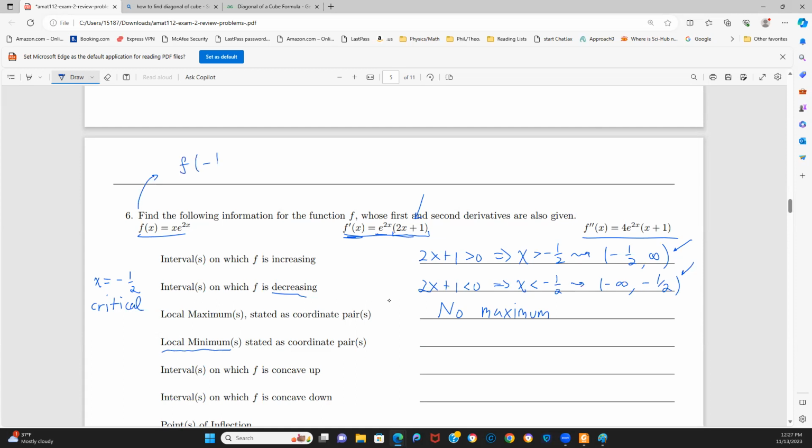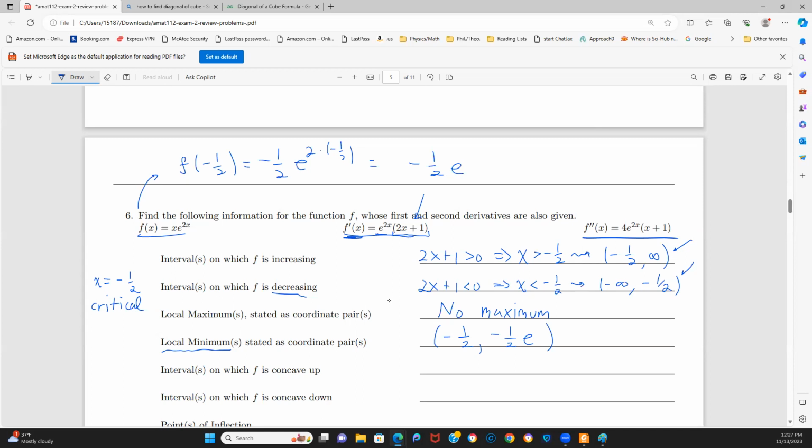So let's plug in negative 1/2. So we have negative 1/2 e to the 2 times negative 1/2, and that'll just be negative 1/2 e. So at the critical point negative 1/2, we have a local minimum, and the point corresponding to it is (negative 1/2, negative 1/2 times e).